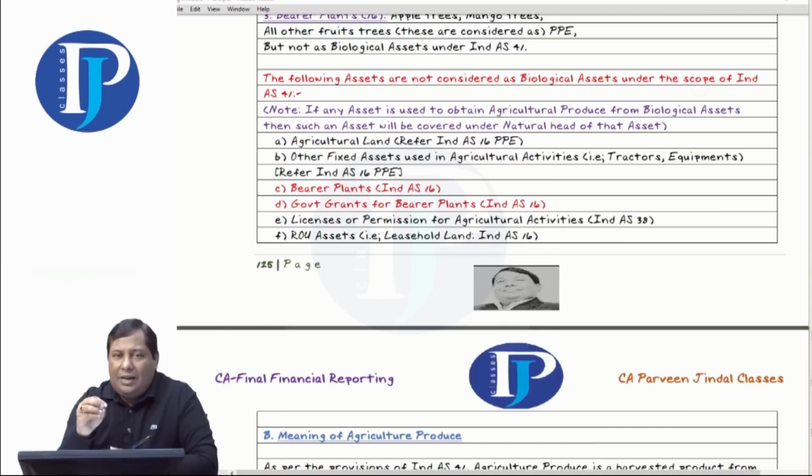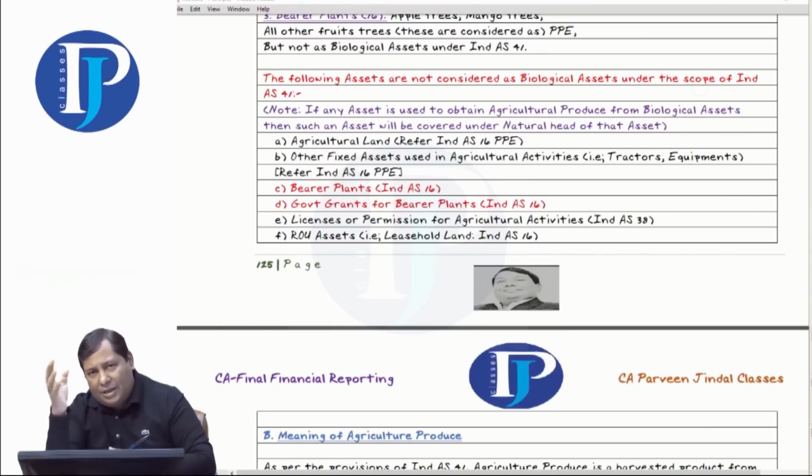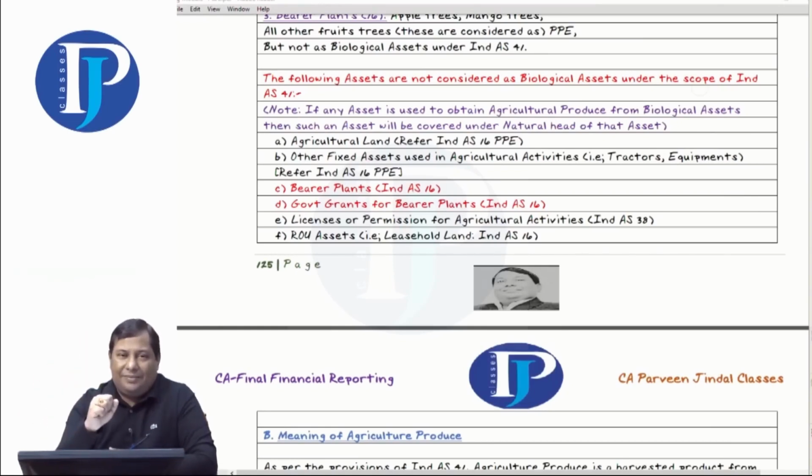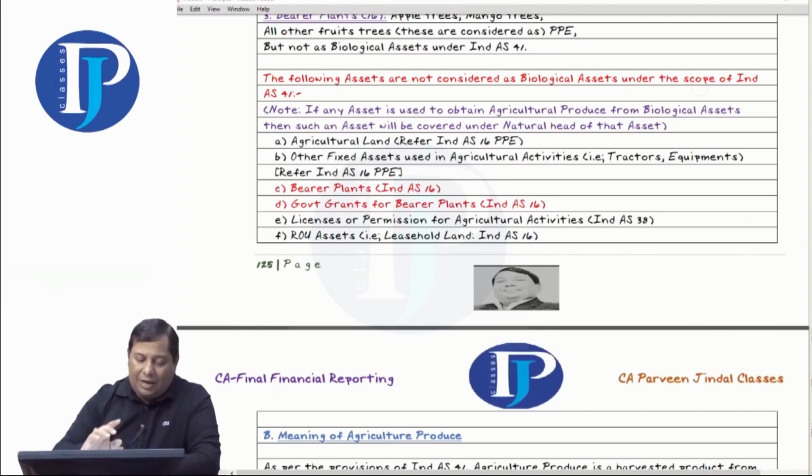Let's say you have taken a license for farming or to build a poultry or a bee farm. That license comes under Ind AS 38 as an intangible. Any asset bought on lease will come under Ind AS 116. I have made you write this. See this here: the following assets are not considered biological assets.